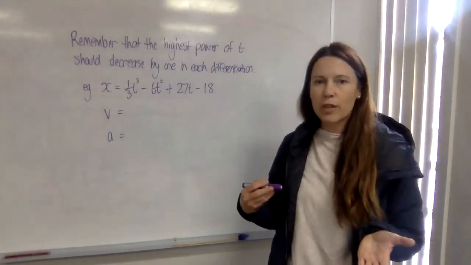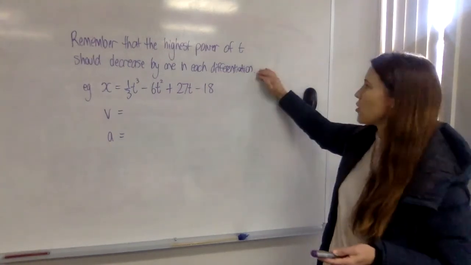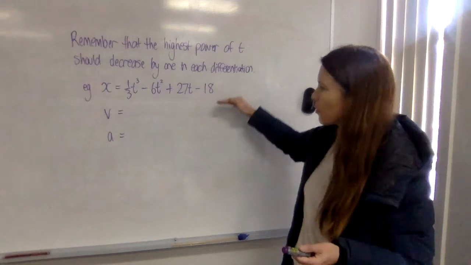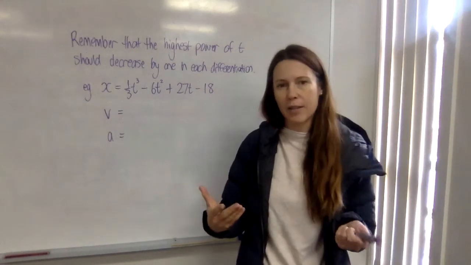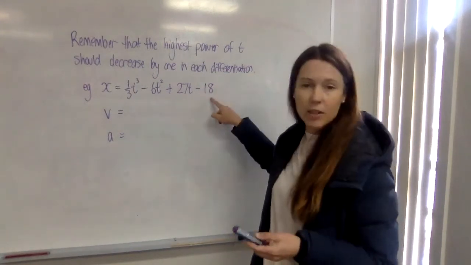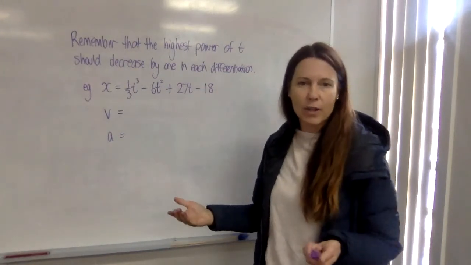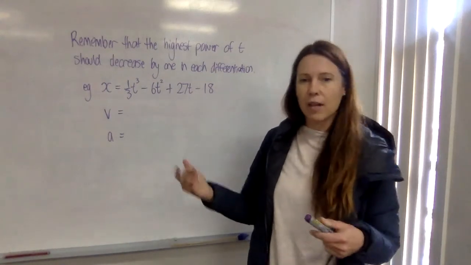Now, with these sorts of questions, remember that the highest power of t should decrease by 1 in each differentiation. So always look at your three formulas for displacement, velocity, and acceleration and check that they make sense. If you have the opportunity to differentiate one term at a time, take it, because that's always the easiest way to do it. But you might want to factorize something just for the ease of graphing it and understanding what it means.